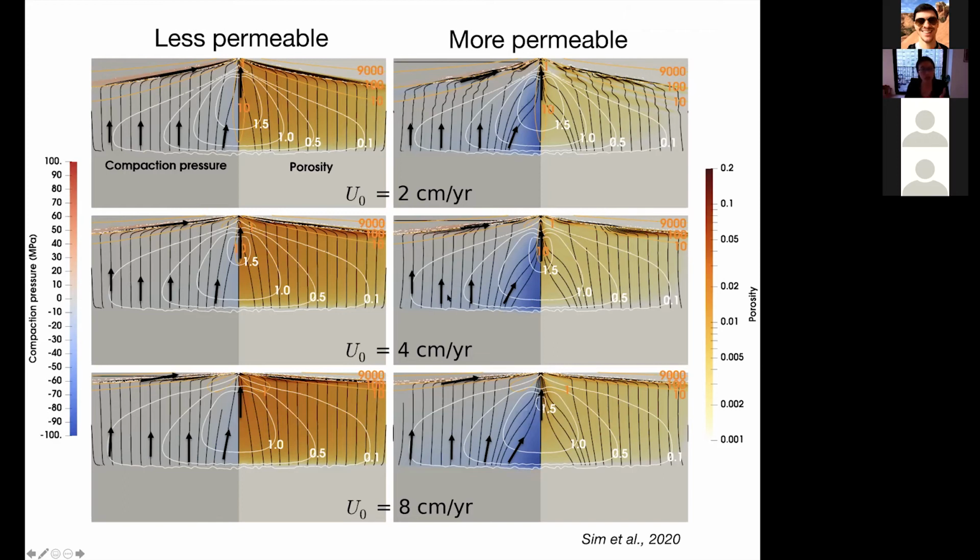Another thing you see here is that the melt focusing in the center region is a lot more prominent for the more permeable case, whereas in the less permeable case, you see just a little bit of focusing in the center, and not too much horizontal melt transport in the center.